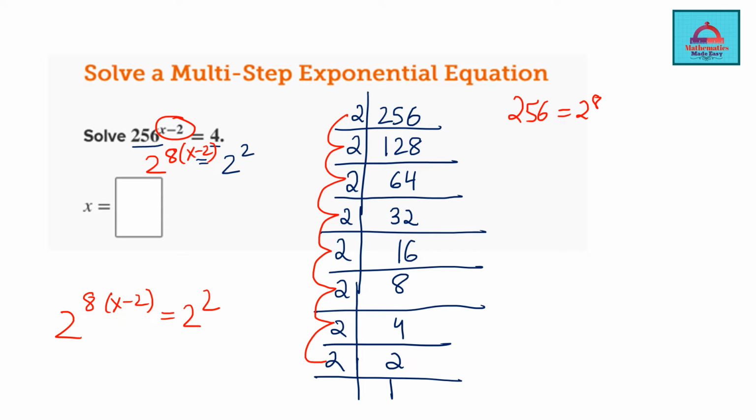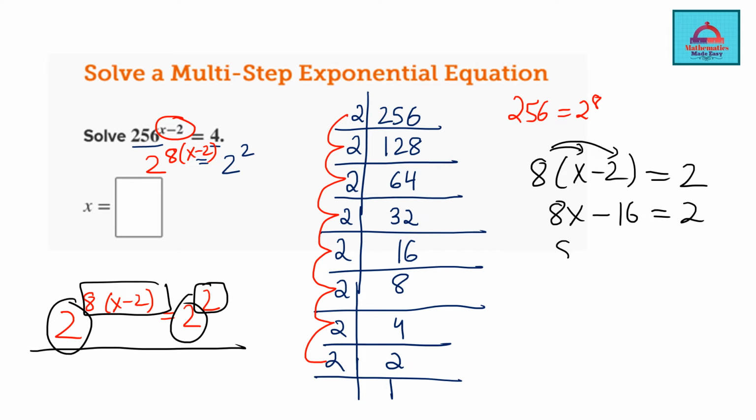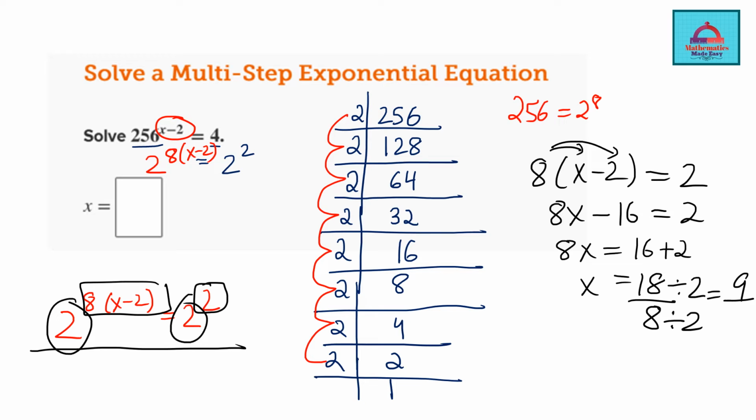Now can I apply the power property of equality? The base is the same, so yes, the powers are also going to be equal. So I can write 8 times x minus 2 equal to 2. Let's multiply using the distributive property. 8x minus 16 is 2. Solve for x, that's what we need. So 8x is 18, so x is 18 divided by 8. If you divide by 2, this comes out to be 9 by 4. So x equal to 9 by 4. This is a fractional or rational value of x.